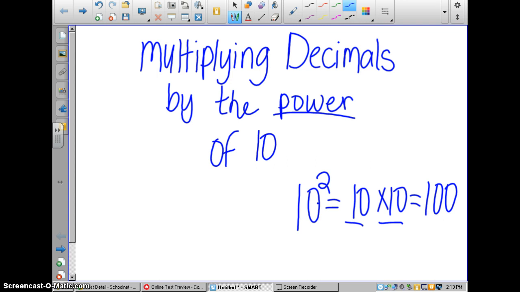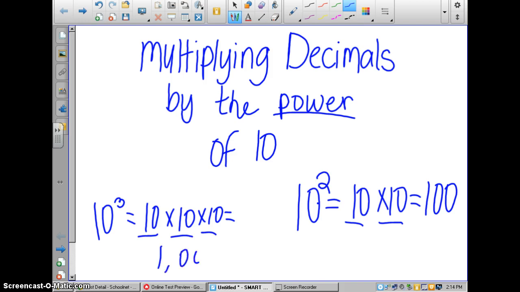You could also add 10 to the power of 3. That would look like 10 times 10 times 10, 10 three times, which would equal 1,000. Okay.